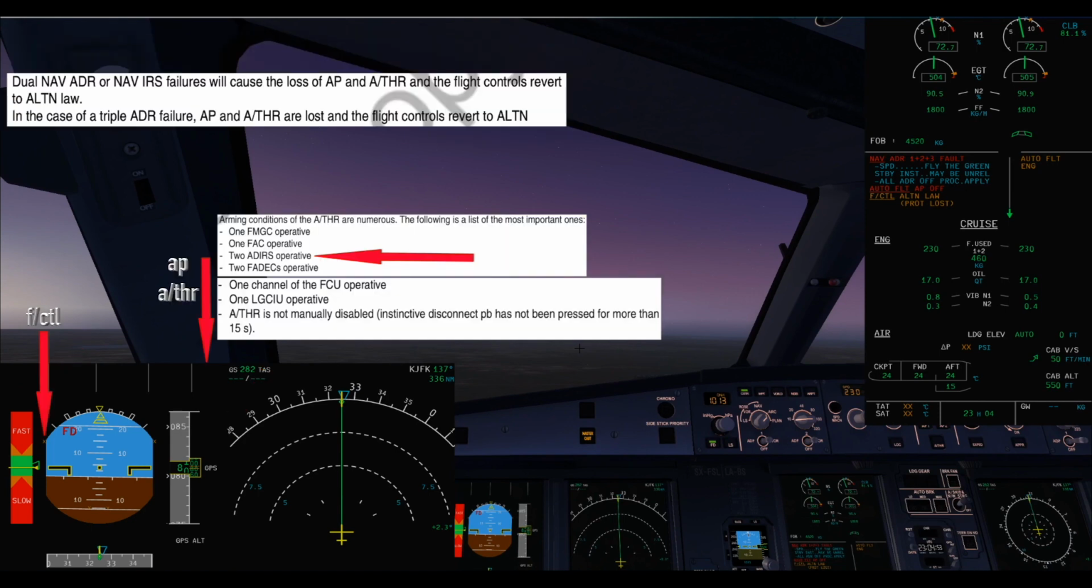Two ADIRS operative is one of the conditions of an operative auto thrust. Also in case of a triple ADR failure, autopilot and auto thrust are lost and the flight controls revert to alternate law.